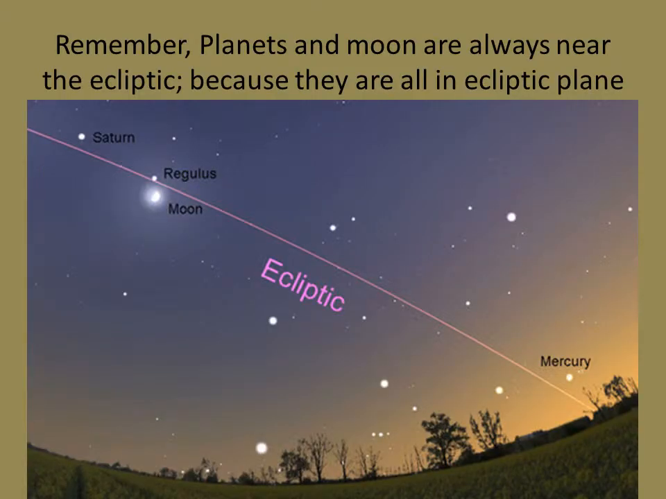This picture of the sky shows Saturn, the Moon, Mercury, and a line drawn across the sky called the ecliptic. The ecliptic is the Sun's path across the sky, and it turns out the planets and the Moon are always near the ecliptic.